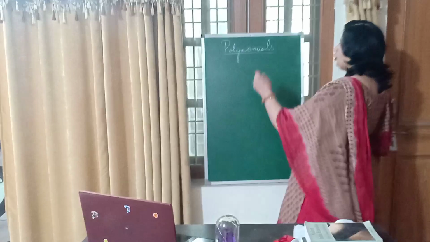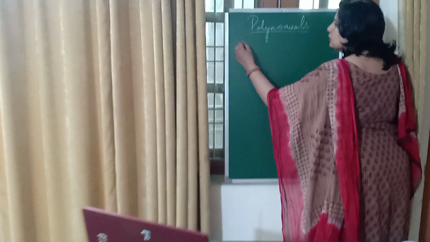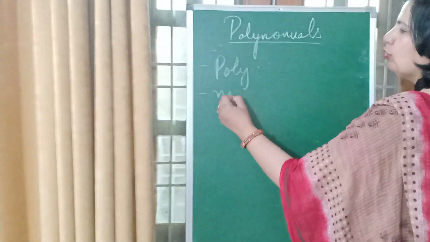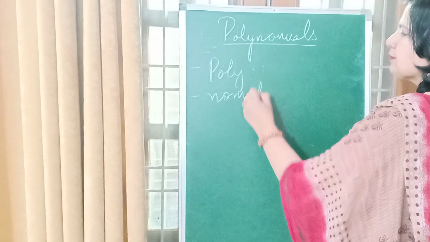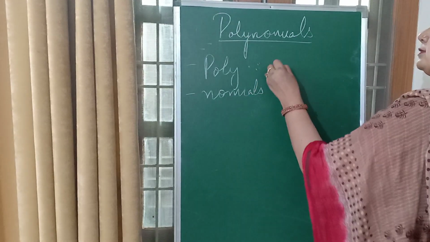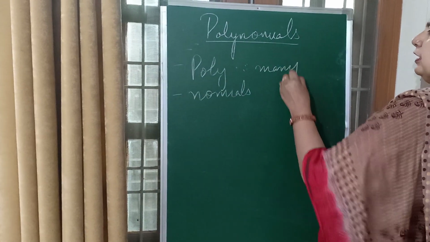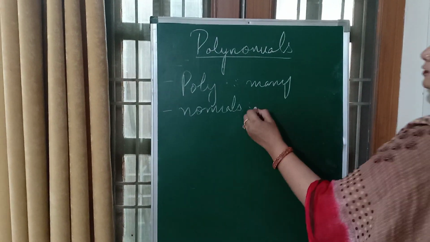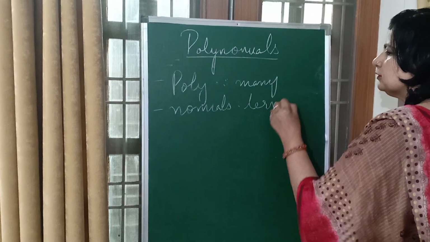The term polynomial is made up of two terms, poly and nomials. Poly means many and nomials means terms or parts.